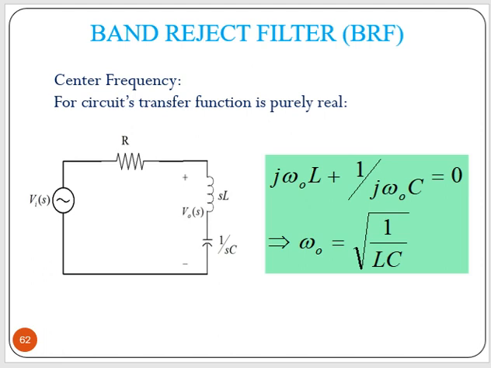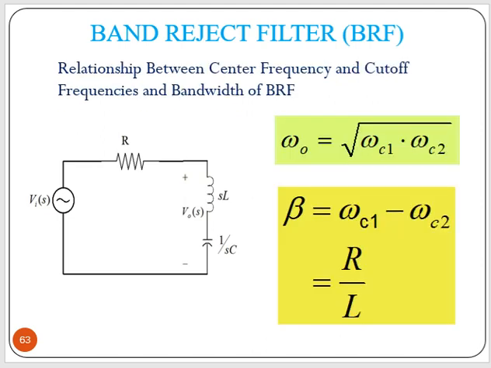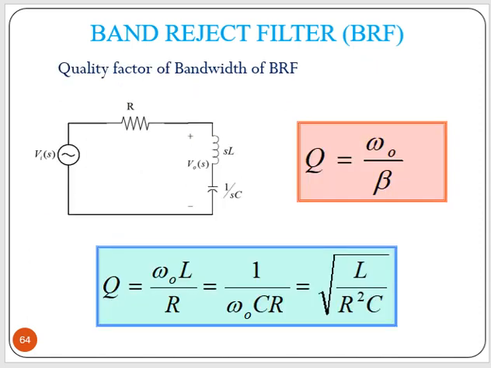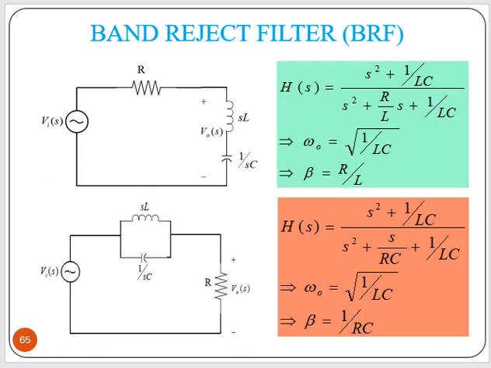The center frequency is when the capacitor and inductor reactances cancel each other. According to that, we get omega 0 equal to root of 1 by LC, and similarly omega 0 is root of omega C1 into omega C2. Bandwidth is nothing but R by L. And quality factor is omega 0 by bandwidth, or omega 0 L by R. So, same formulas.